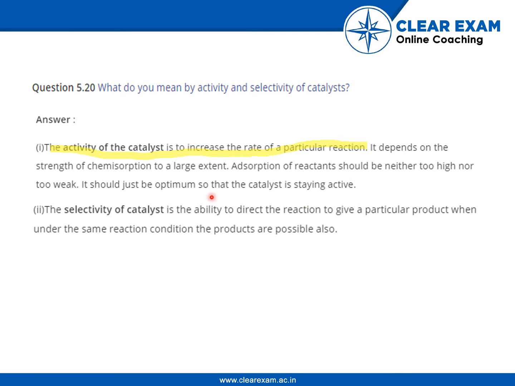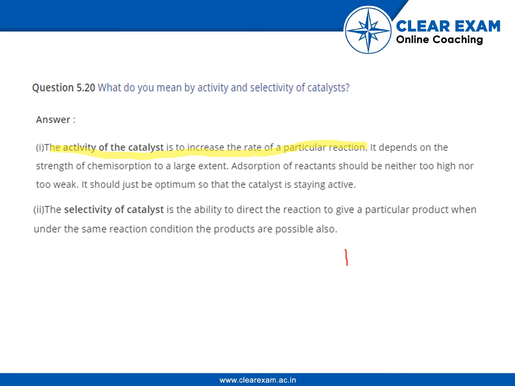Now moving on to the second point, the selectivity of a catalyst is the ability to direct the reaction to give a particular product when, under the same reaction conditions, other products are also possible. What does this statement mean? So, I will write here what it means.